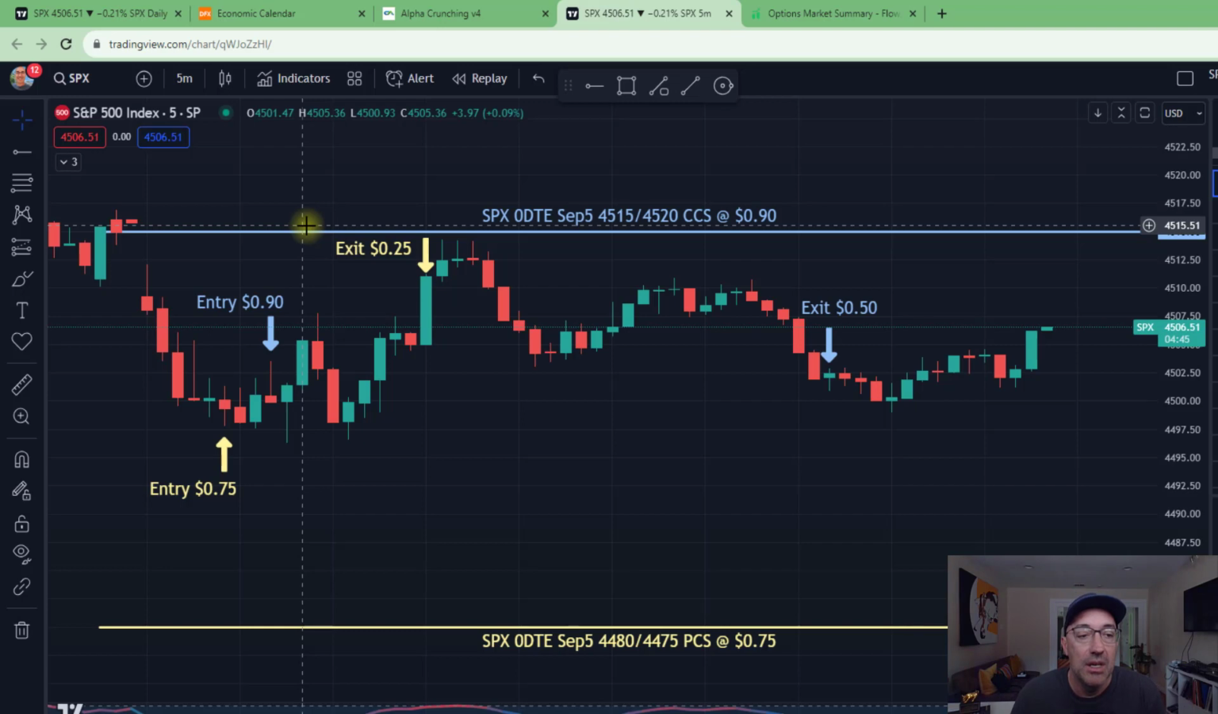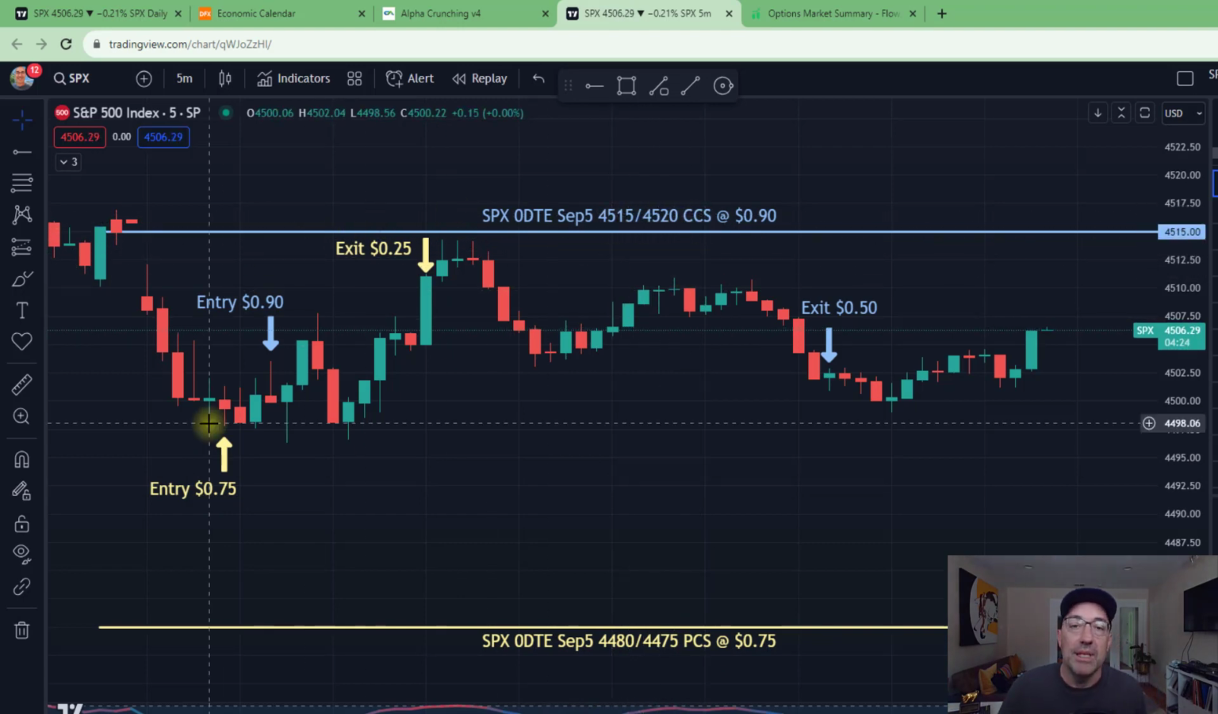One, because the forecast wasn't very strong, but also the options market was pretty weak. And I'll show you that here in a second. But ultimately, by a little bit after 10 a.m. Eastern time, I was in an iron condor. I was in the 44.80, 44.75 put credit spread, and I was in the 45.15, 45.20 call credit spread.